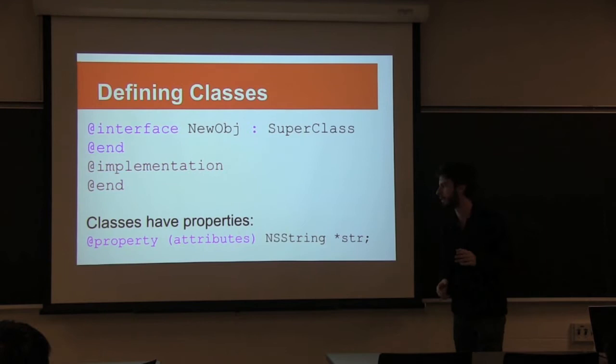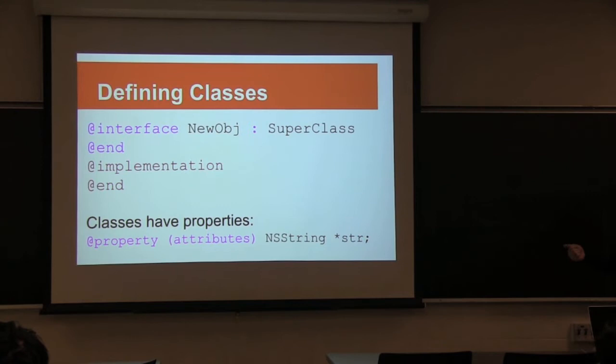And classes have properties. Don't worry about the stuff that goes in between the parentheses. You'll see stuff like strong, non-atomic, retain. When you're starting out, you really don't need to worry about what those mean. Most of the time, they're not important. You can just copy and paste it. And properties are just like instance variables that are public. You just access them with dot syntax. So like new object dot string would be that string.